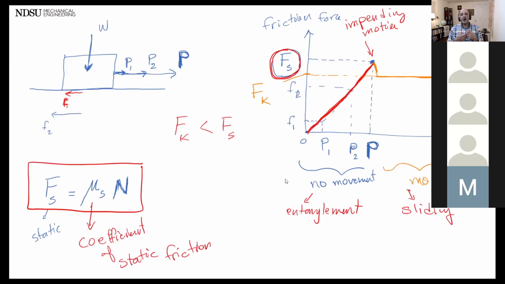So that's why it's a little bit easier and it requires a little bit less force to overcome that movement. So just remember, kinetic friction is a little bit smaller than static friction. So which of the coefficients do you think is smaller, mu s or mu k?